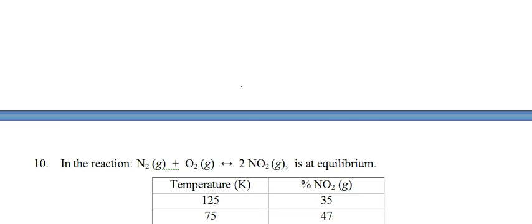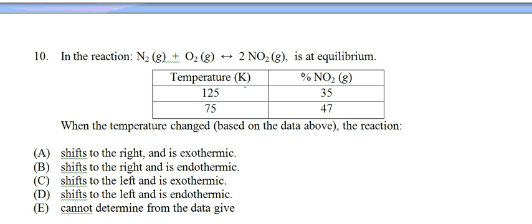All right, number 10. I really like this question. Question number 10 is asked quite often on the AP exam. In the reaction where nitrogen plus oxygen forms nitrogen dioxide, the system is at equilibrium. Huge. Our initial temperature in the first row is 125 degrees. We did an experiment and found that at 125 degrees, the percent of NO2 was 35%.